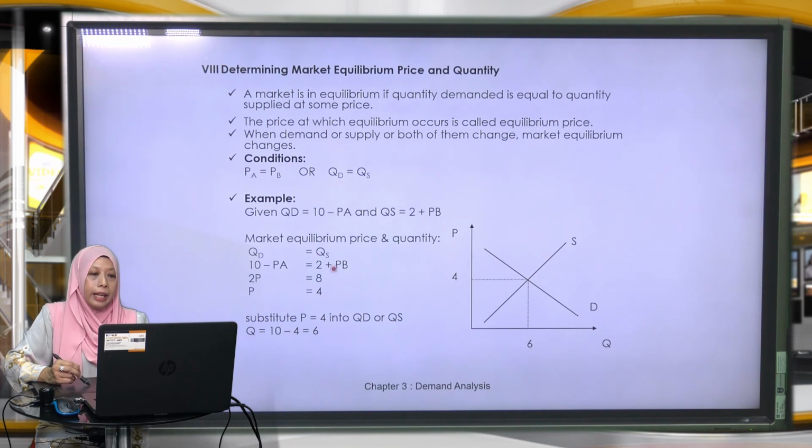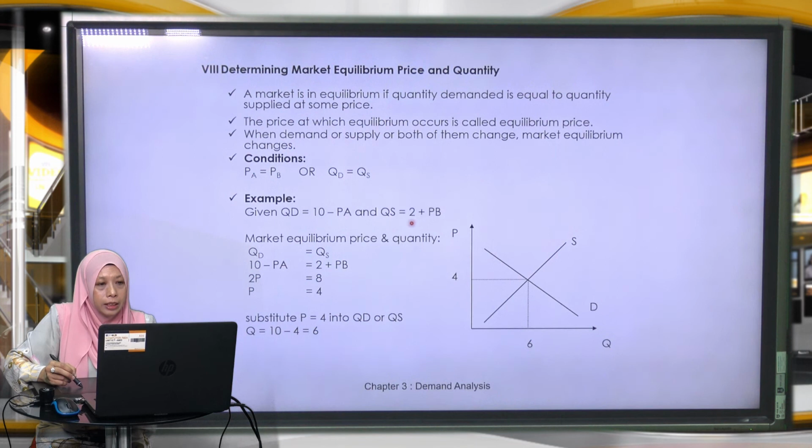So we know that at the market equilibrium point, where quantity supplied equals quantity demanded, or the supply curve and the demand curve intersect with one another, the price should be 4. Now what about quantity? You simply substitute this P value into either the quantity demanded or quantity supplied function, because at the market equilibrium point, they are the same. If you substitute into the demand function, you get 10 minus 4, which is 6. If you substitute this price into the supply function, you get the same quantity.